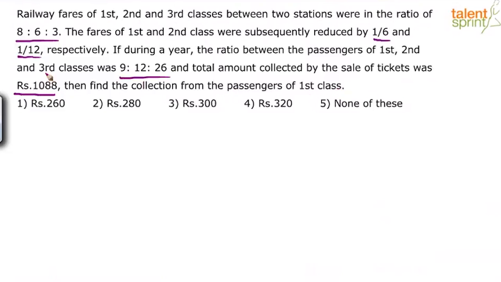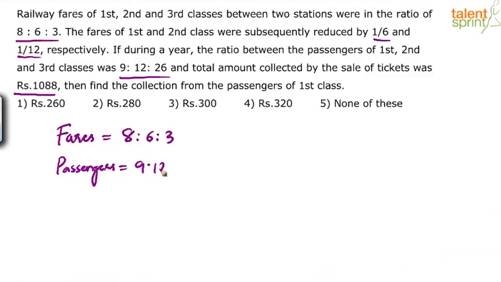Alright, so we have to find out that out of this 1088 rupees which has been collected as a total fare, how much has come from the first class passengers. Now, what are the two important ratios given to us? One is the ratio of railway fares, right? The ratio of fares is equal to 8:6:3. And the ratio of passengers between first, second, and third classes respectively is 9:12:26.